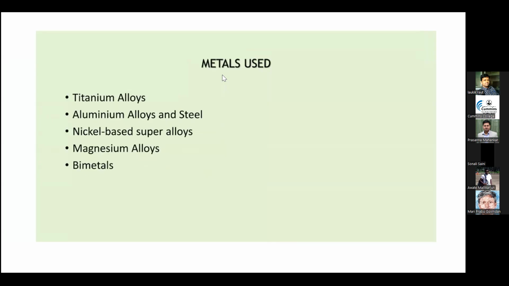Different metals we can deposit with this method are titanium alloy, aluminum alloy, steel, nickel-based superalloys, and magnesium alloy. We can even deposit two different materials like steel and nickel alloy. So bimetallic combinations are also possible with the help of wire arc additive manufacturing.